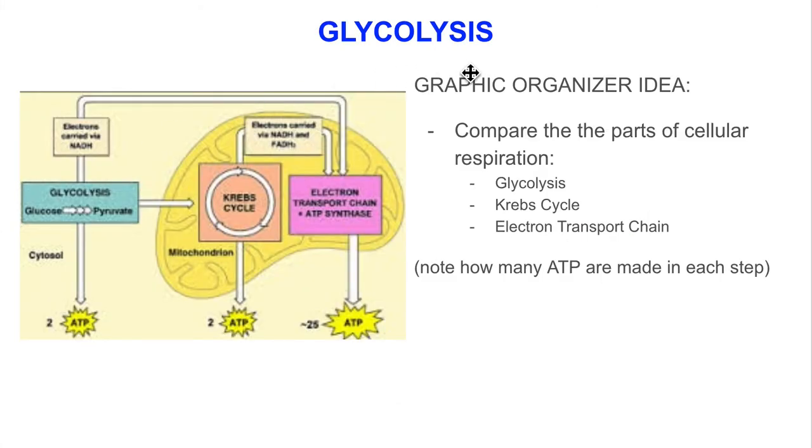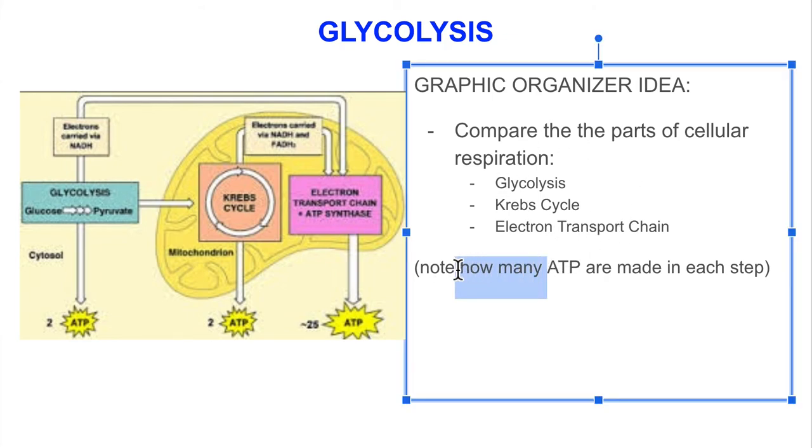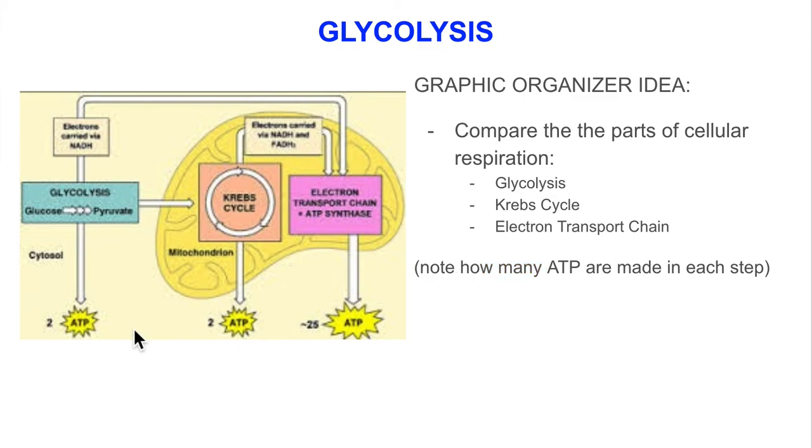So a good graphic organizer here would be to compare the 3 steps of cellular respiration, which are glycolysis, the next step, Krebs cycle, and the last step, electron transport chain. I would definitely do this as your graphic organizer and pay attention to how many ATP are produced in each one of these steps. So here is that glycolysis where I turn glucose into that pyruvate. I'm also going to produce 2 ATP, or 2 net ATP molecules, here.